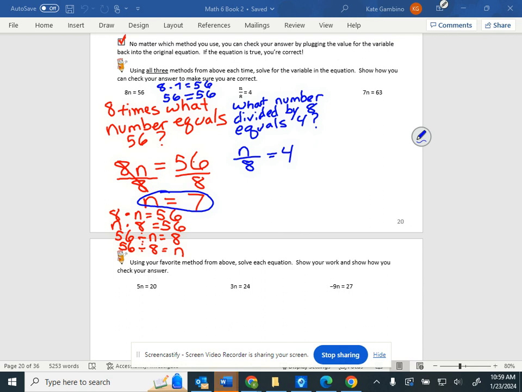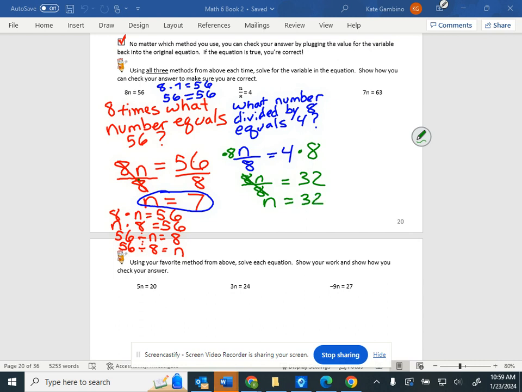Amanda. Yeah, I'm going to multiply it by 8, both sides. So what that gets me, 8 times n is 8n divided by 8 equals 4 times 8 is 32. What is 8 divided by 8? Like we saw over here, 8 divided by 8 gets me that 1. So n equals 32.